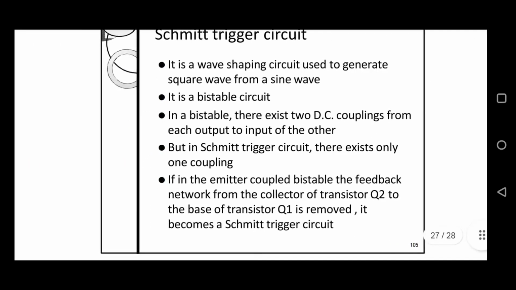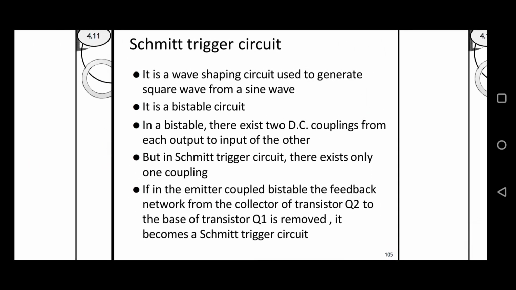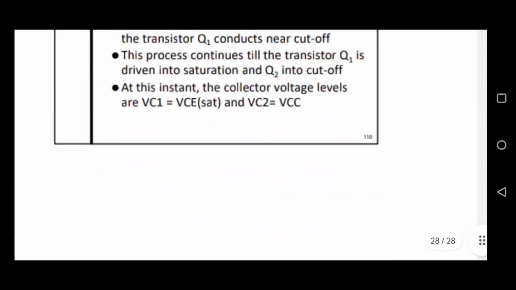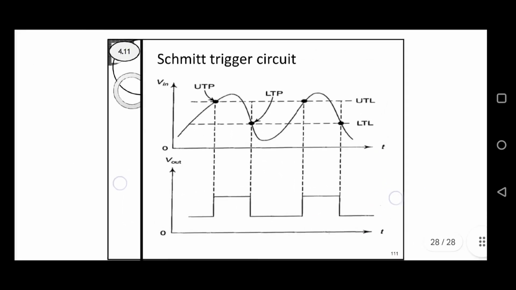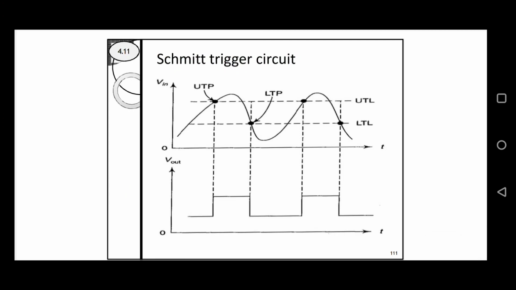Here in this Schmitt trigger, we should understand two important terms, UTP and LTP, the upper trigger point and lower trigger point. This graph shows the output waveform of the Schmitt trigger circuit. This is the input graph and this one is the output graph. We should know two conditions. The first condition is when the input voltage is greater than UTP, the output is equal to VCC. When the input voltage is less than LTP, the lower trigger point, the output is equal to VCC minus IC2 into RC2.